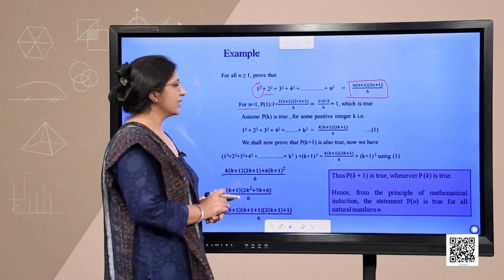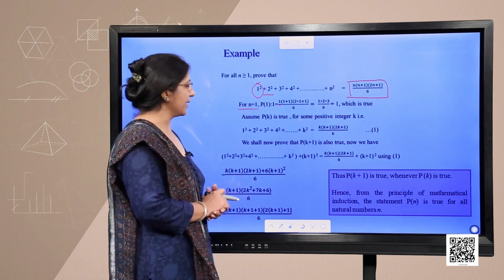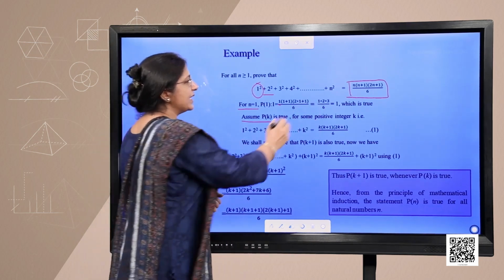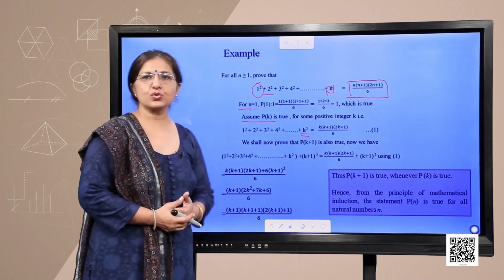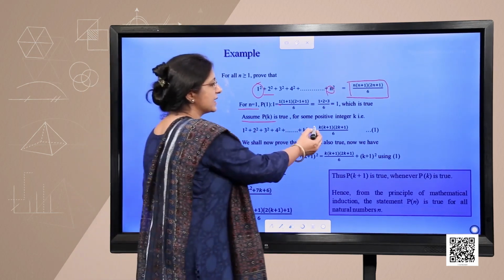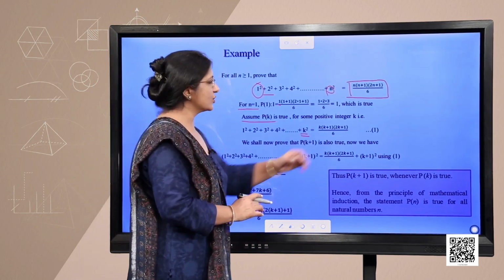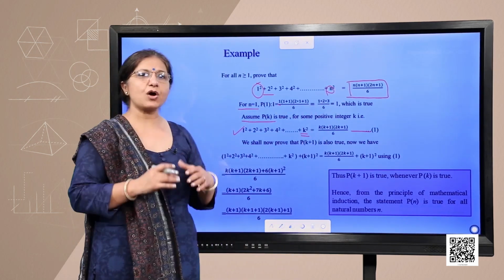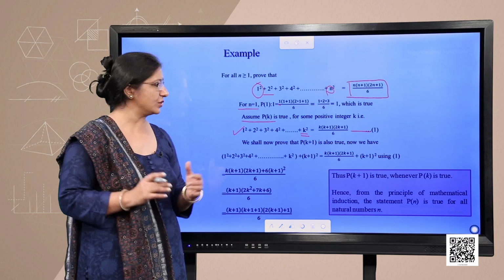We can move further. Let us assume that Pk is true for some positive number k. Since we have assumed that Pk is true, we can easily replace n by k here. So 1 square plus 2 square plus 3 square plus 4 square till k square gives us k into k plus 1 into 2k plus 1 divided by 6. We assume that it is true, therefore we give it a name, statement 1. We shall now prove that the statement Pn is true for n equal to k plus 1 also.